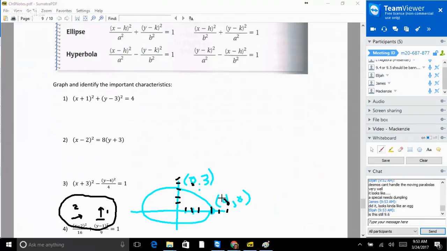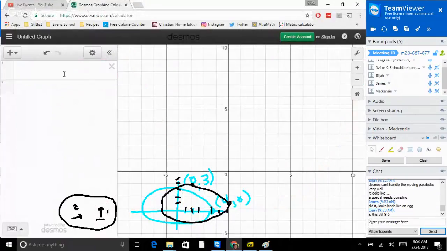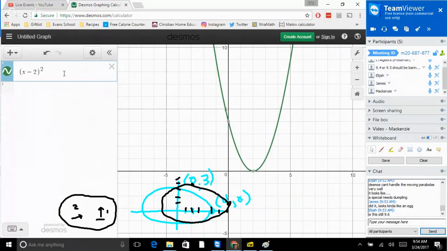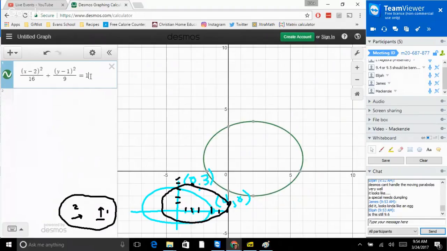So if I go to draw my ellipse egg, it's going to be shifted up a little bit. All right, so let's see if we actually did this right. When we go into Desmos, we had x minus 2 squared divided by 16 plus y minus 1 squared divided by 9 equals 1.